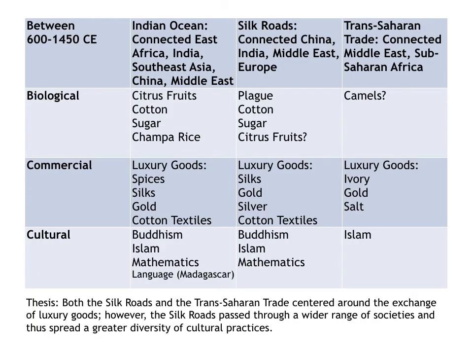So this slide is a little crazy. It's got a lot of information on it. I basically tried to make a chart that breaks down the three trade networks and then breaks down the three categories of things that the question said you could work on: biological, commercial, cultural.